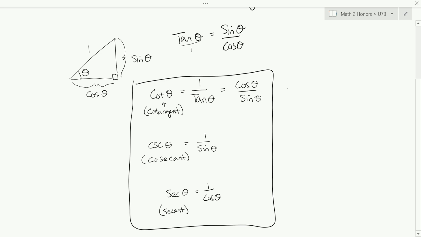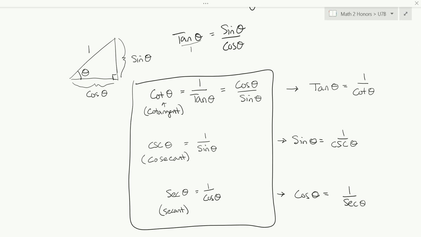This new info gives us a new definition for tangent. We can now say that tangent is the reciprocal of cotangent. In a similar way, we could say that the sine is the reciprocal of cosecant, and that cosine is the reciprocal of secant. Okay. So no matter how you look at the reciprocals of each other, if you know one, you flip the other one over, and so on.